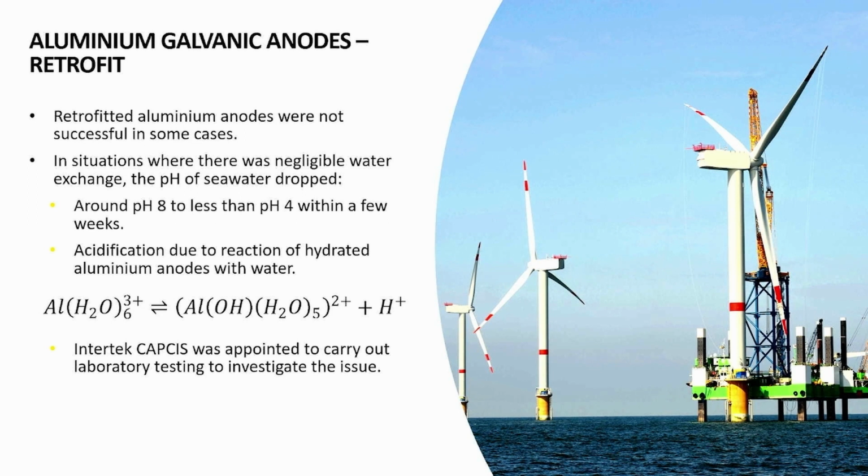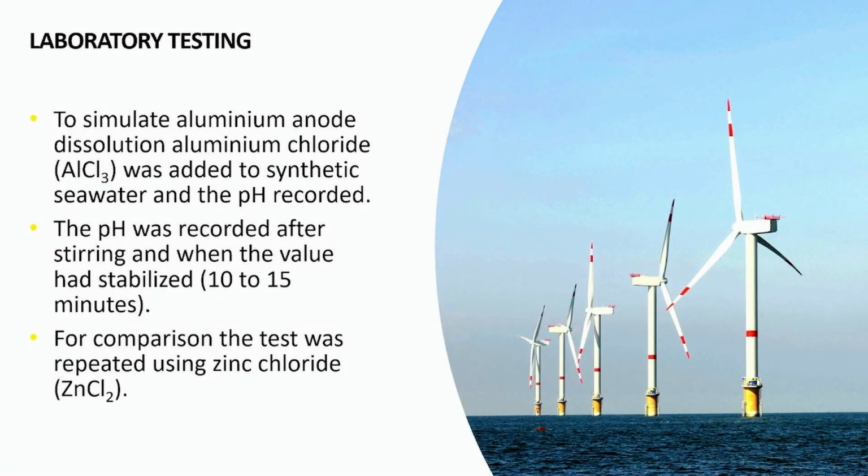And we were appointed to carry out some laboratory testing to investigate this issue. And so, as a starter, as a benchtop activity, some aluminium chloride was used to simulate aluminium dissolution. Aluminium chloride was added to just some synthetic seawater, and the pH recorded. It was left to stand and stabilize for 10 to 15 minutes.